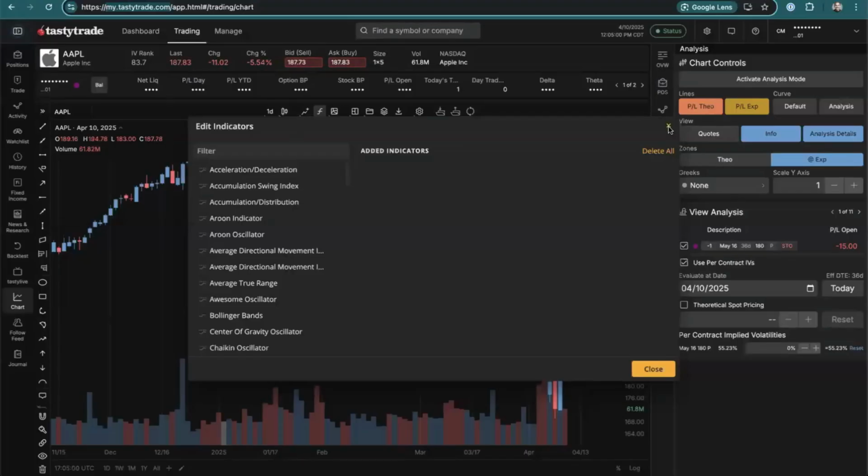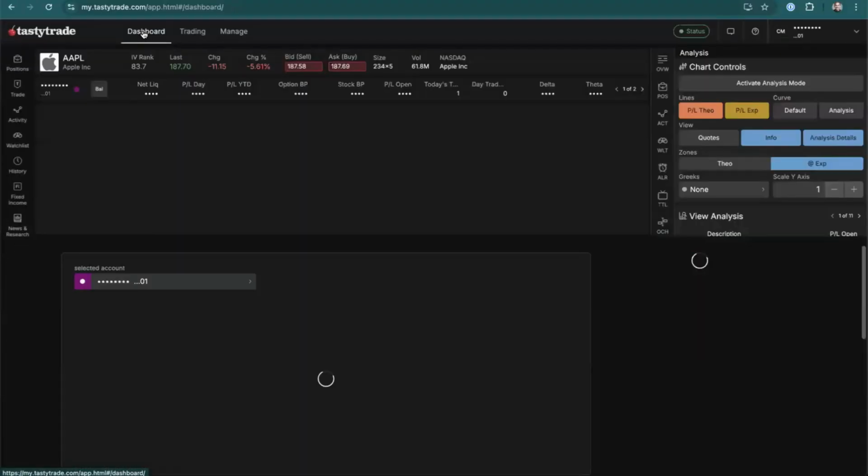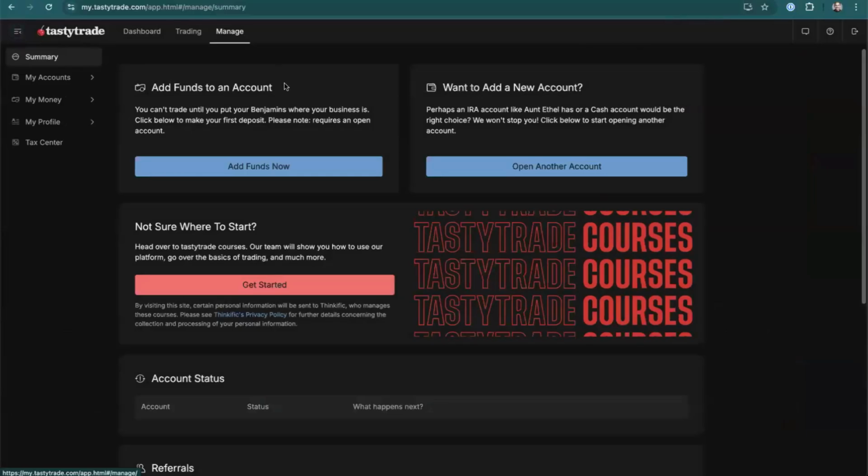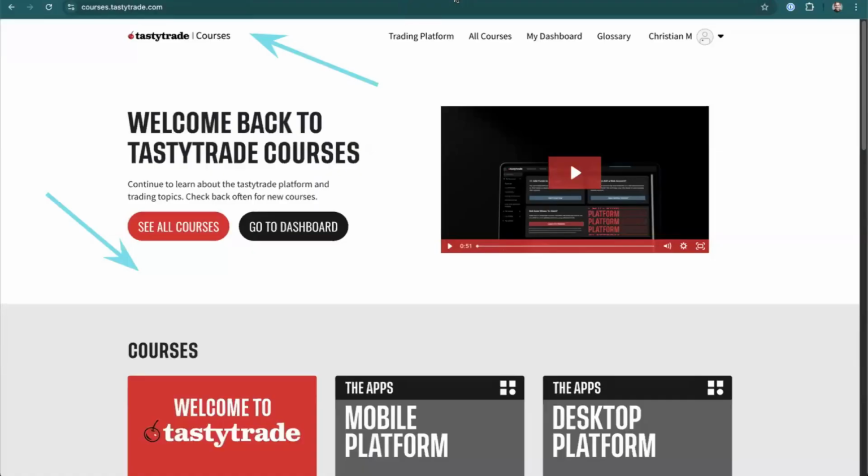You can also find our courses in the dashboard, I believe, or no, it's in the manage section. If you go to Manage here on the web platform, this is where you go to fund your account, do account transfers and stuff like that. You check out this right here. This is going to take you to our courses section, and let me get signed into that without giving all my login credentials. There we go. It's not a day without doxing myself. But here you can find courses.tastytrade.com.